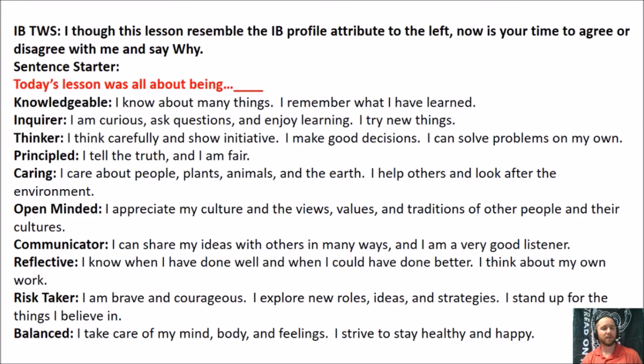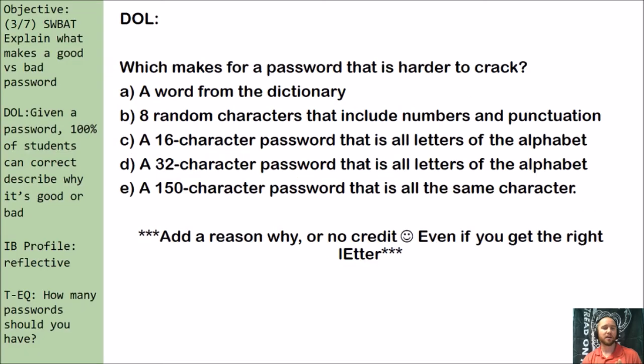So your IB, fill in the blank for the day. This is the type of lesson that would be a characteristic of which profile attribute. And then here's the DOL, which makes for a password that is hard to crack. A, a word from the dictionary. B, 8 random characters that include numbers and punctuation. C, a 16-character password that is all letters of the alphabet. D, a 32-character password that is all letters of the alphabet. Or E, a 150-character password that is all the same exact character. Okay, and here I want you to add a reason why.